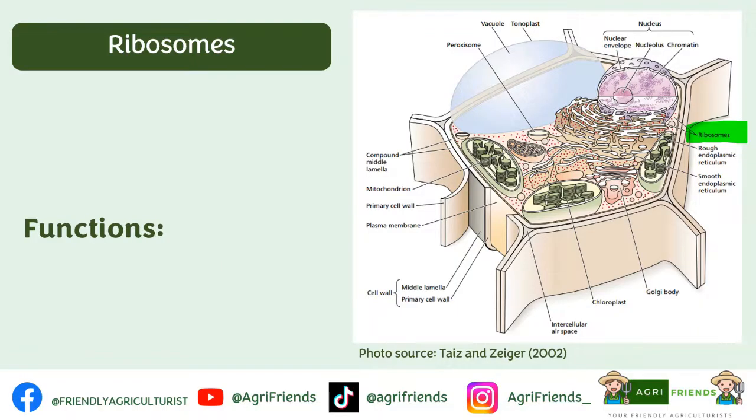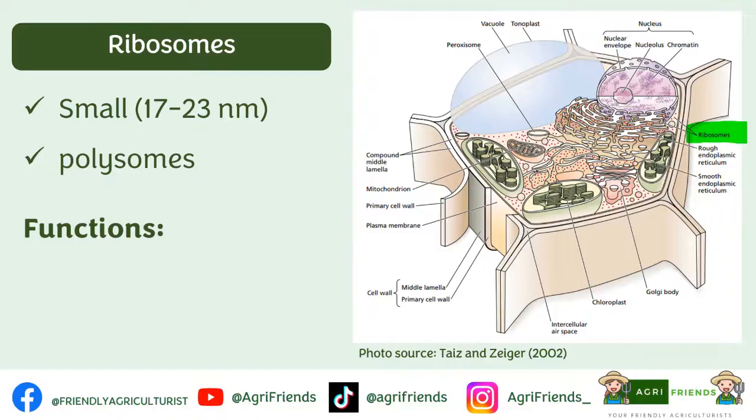The ribosomes are small particles about 17 to 23 nanometers in diameter containing unequal polyribosomes or polysomes. Polysomes are strings of ribosomes attached to the messenger RNA. The function of ribosome is for protein synthesis.